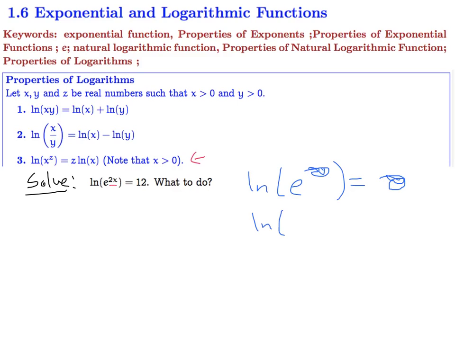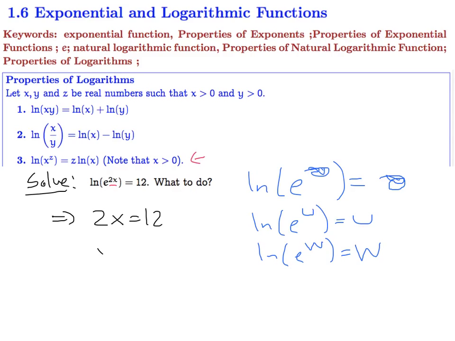Natural log of e to the w is equal to w because they're inverses. So what we can do here is simply say that since they're inverses, what we'll have really is the equation 2x equals 12, which by some simple algebra, dividing both sides by 2, leaves x equals 6. Really, this problem definitely looks a bit more complicated than it really is.